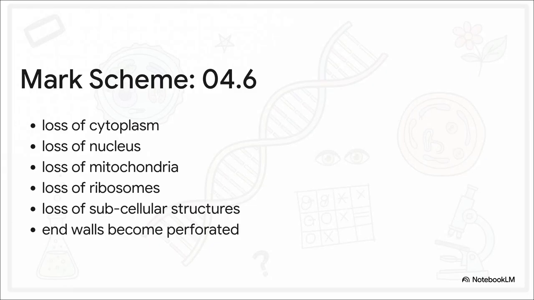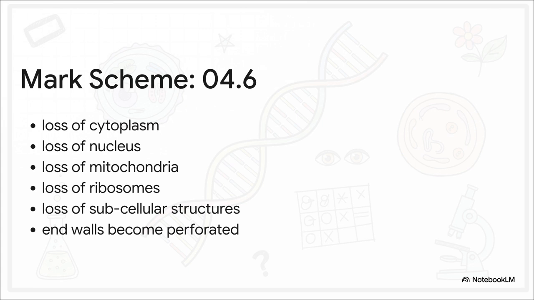And look at this. The mark scheme gives you a whole menu of correct answers for just one mark. You could have said it loses its nucleus, or its mitochondria, or even just say it loses subcellular structures. Or you could have mentioned that its end walls get perforated, forming those sieve plates. And why are all of these right? Because every single one of these changes helps to clear out the cell, creating a hollow, open tube for sugars to flow through easily. Any one of those points gets you the mark because it shows you understand that link between structure and function.